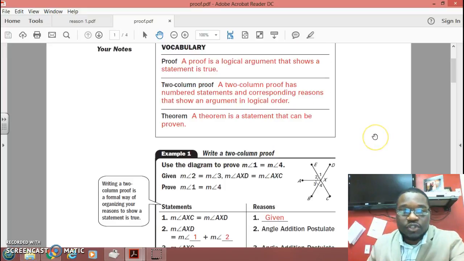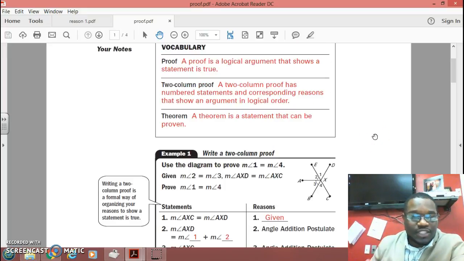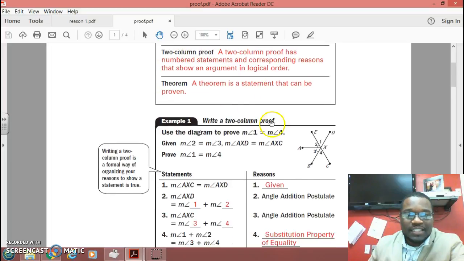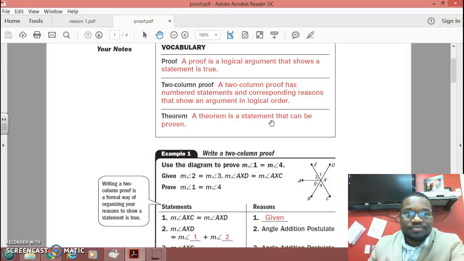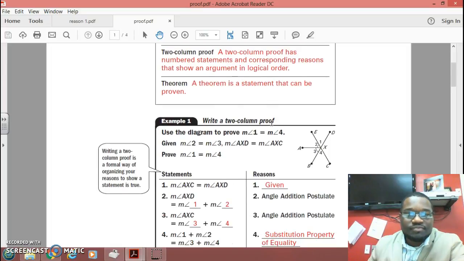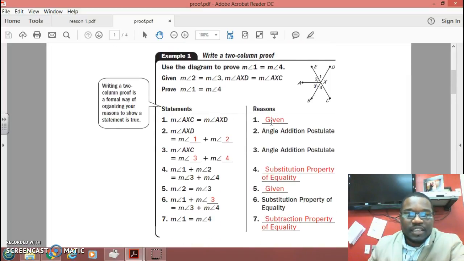Now, I just want to show you the point of this reasoning stuff real quick. We're not ready for this, but I just want to talk about it real quick. A logical argument that shows a statement is true. We'll come back to this. All right, I don't want y'all to worry about that right now. Yeah, we'll come back to that.